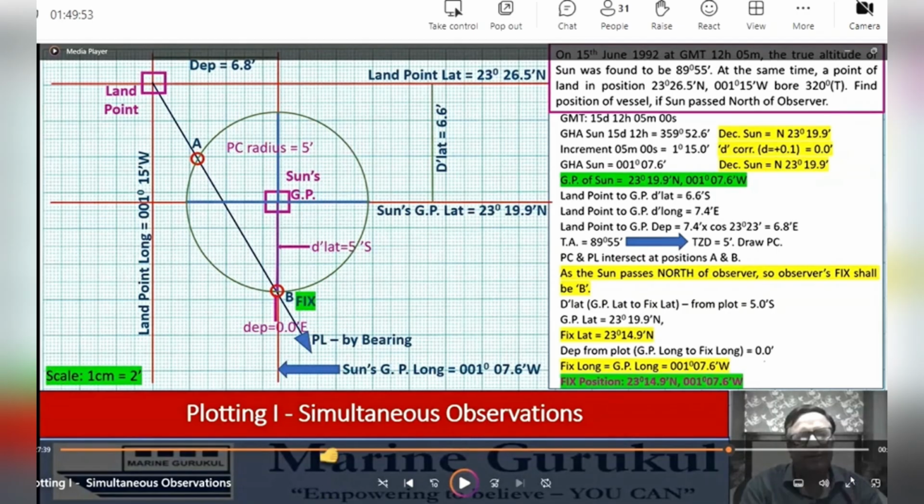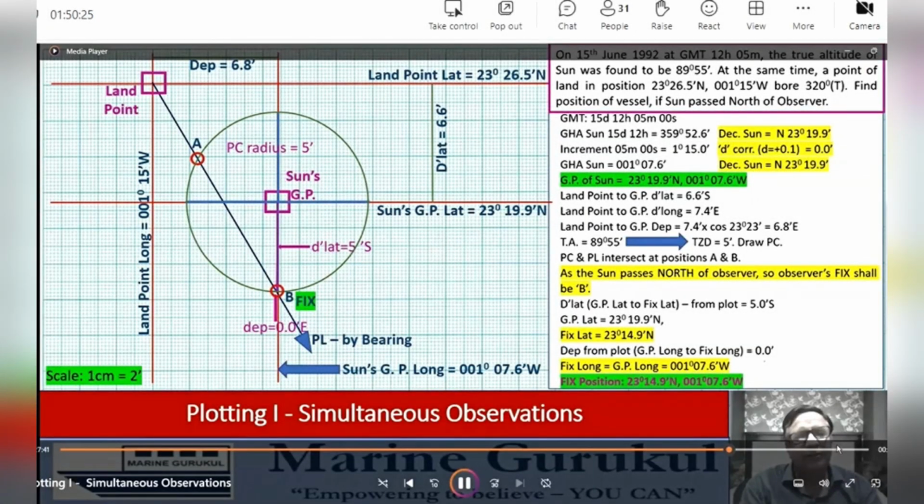Any doubts in this now, beta? So this type of questions can be asked in MMD for phase 1? Certainly, beta. That's why we are doing them. Okay, sir. Yes, they do come.